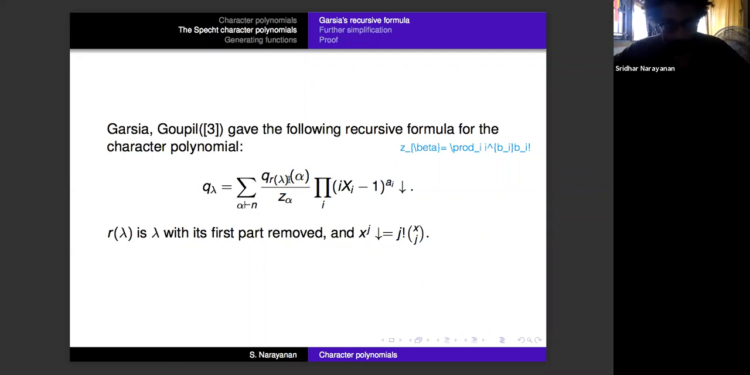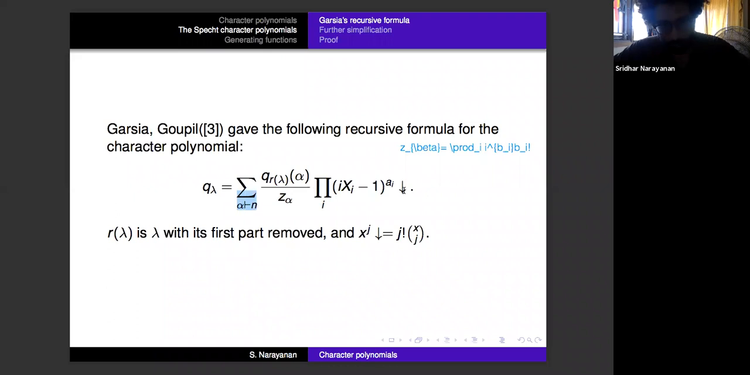It's pretty confusing because you're adding a row onto lambda to give lambda n. But that's not what we mean by removing the first row. R lambda means remove the first row of lambda, not the first row of lambda n. So it's R lambda evaluated at alpha, where alpha is some partition of n, into this product.